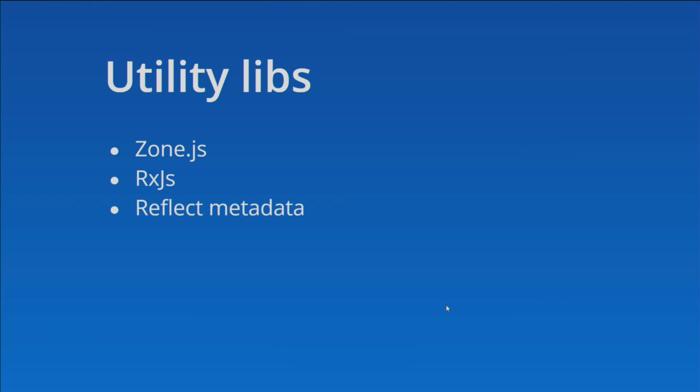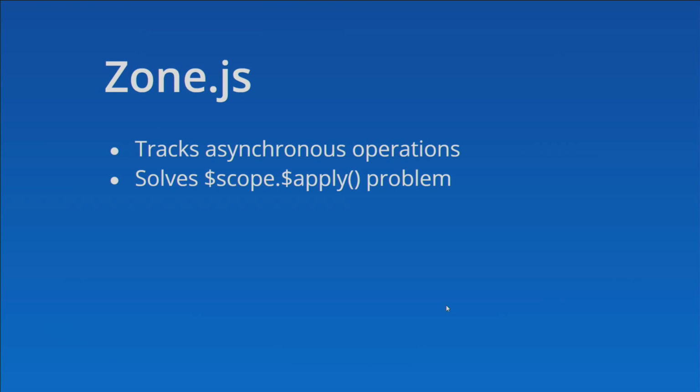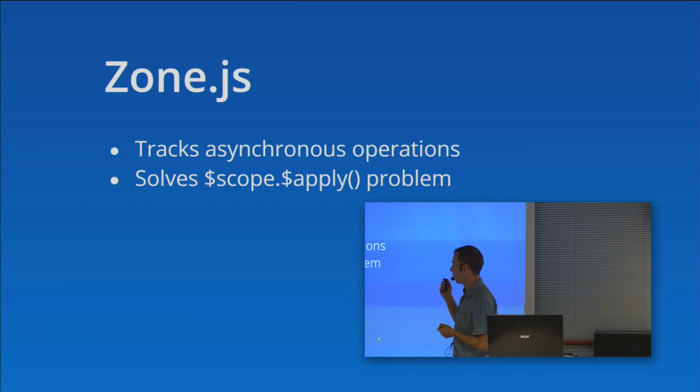It's kind of outside of the scope, really, but anyway, you can obviously Google it if you are not familiar with RxJS yet. Yeah, so let's go to Zone.js. Maybe you have heard about it already. Zone.js tracks asynchronous code, and basically it solves the scope apply problem.